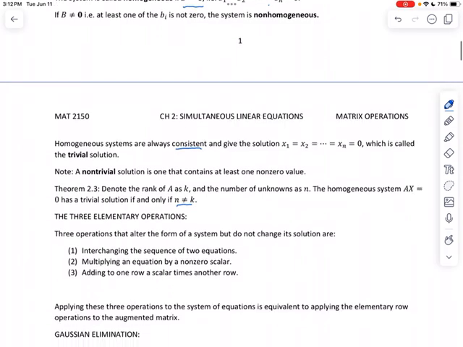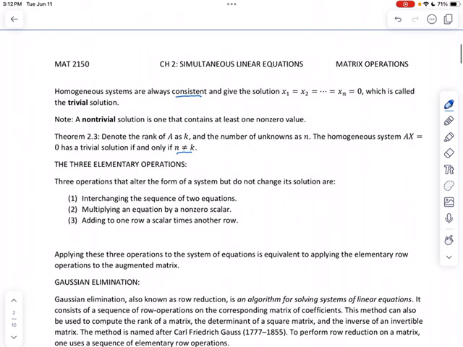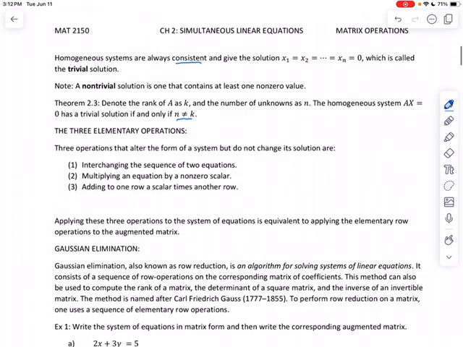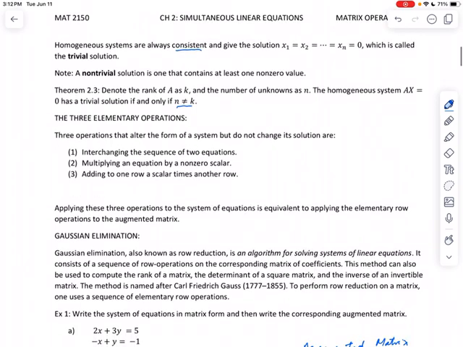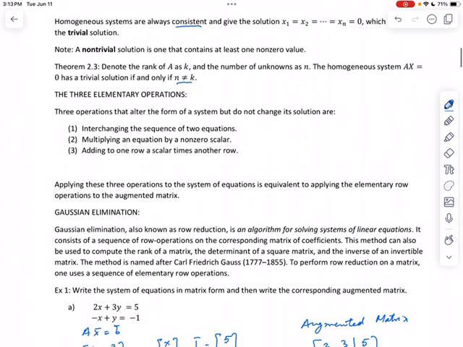So now we revisit the elementary row operations. There are 3 of them. Remember that we can interchange any 2 equations, so we can interchange any 2 rows of the matrix. Multiplying an equation by a non-zero scalar is the same thing as multiplying a row of a matrix by a non-zero scalar, and adding to one row a scalar times another row. So these are the 3 operations, and applying these 3 operations to the system of equations is equivalent to applying the elementary row operations to the augmented matrix.